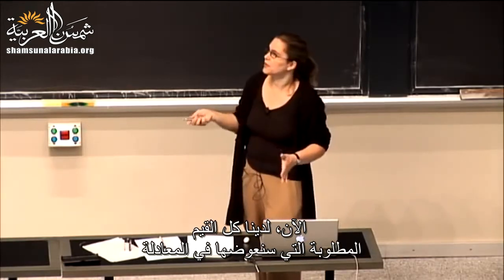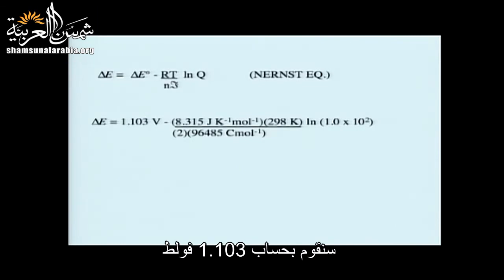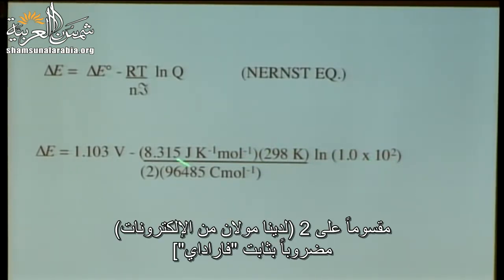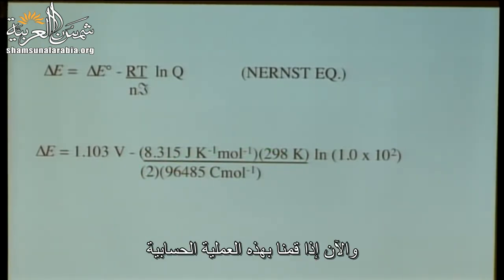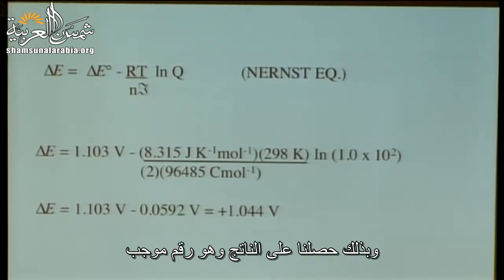All right, now we have everything that we can put in. We calculated, or you calculated, the standard potential for the cell, you calculated Q, and you told me how many moles of electrons there are. So we can go and put this in. So we calculated positive 1.03 volts minus the gas constant times the temperature. It was at room temperature. Natural log of Q. We had 2 moles of electrons and Faraday's constant here. And now if we do the math, this whole term comes out to 0.0592 volts, and we get our answer, which is a positive number there.